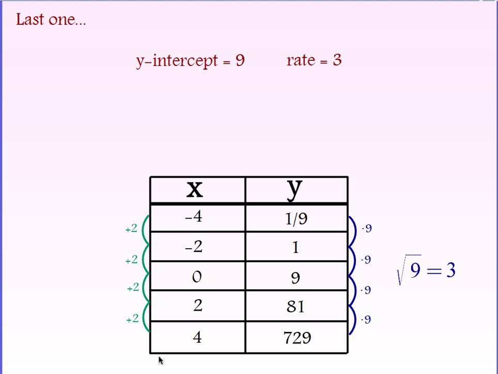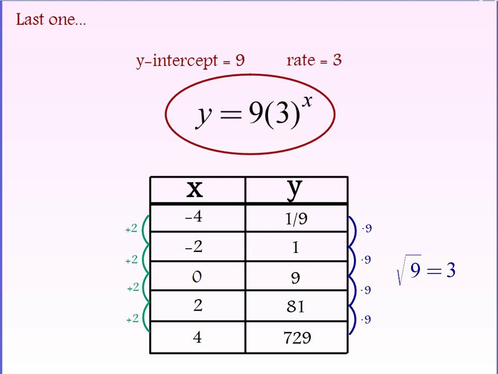If my rate of change on my x values were 3, I would find the cube root. If my rate of change on x was 4, I would find the fourth root, and so on. So don't forget, anytime your rate of change in your x column is anything other than 1, you have to find the appropriate root to find your rate of change. And now that I have y-intercept and our multiplier, I can write the equation y equals 9 times 3 to the x power.